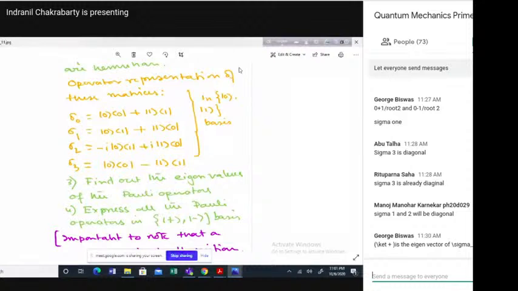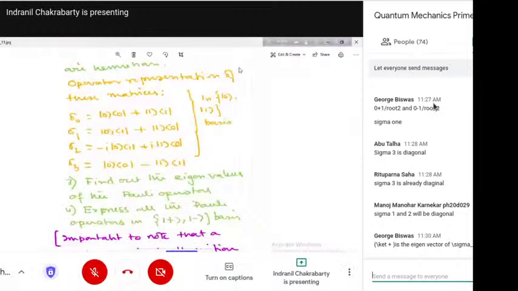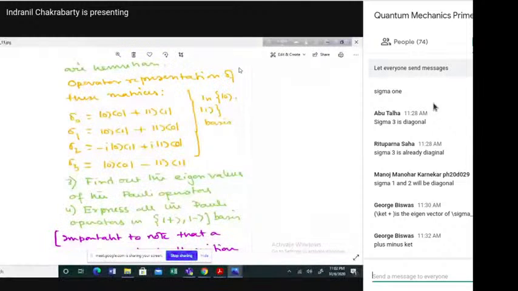For sigma 1 we find the eigenvalues are 1 and minus 1. But what are the eigenvectors? I am just asking for the basis. I know the eigenvalues will be 1 and minus 1, you are absolutely right. But what are the eigenvectors? Okay, sir. The eigenvectors are (1, 1) and (1, minus 1). And if we normalize it, there will be a normalization coefficient of 1 by root 2.